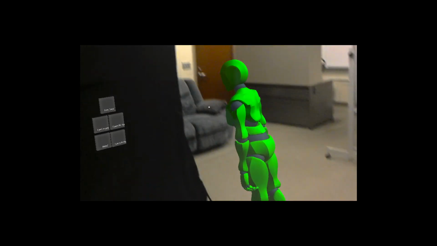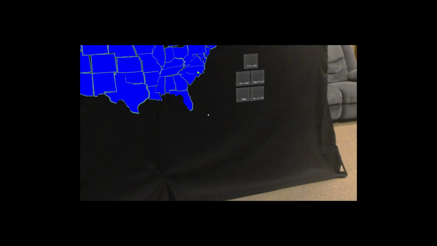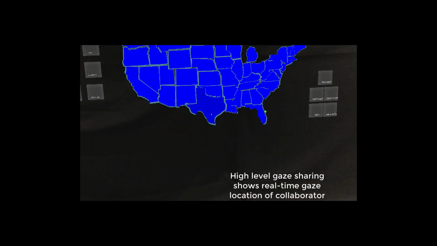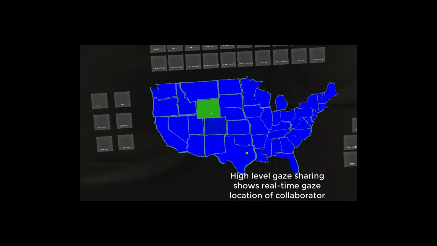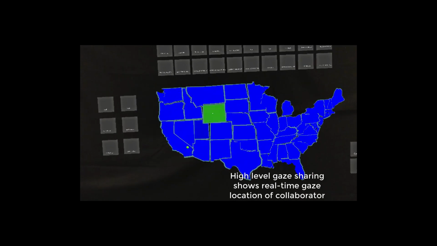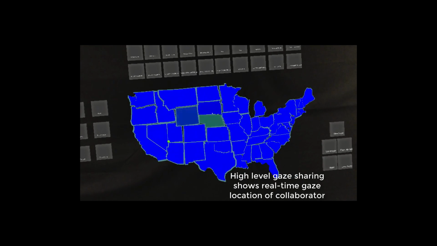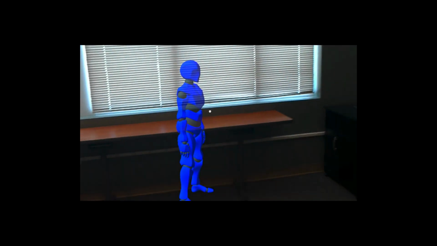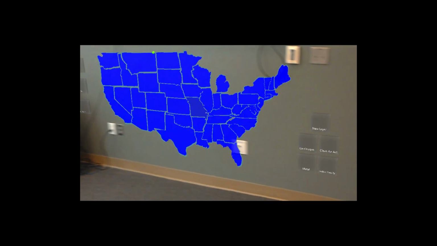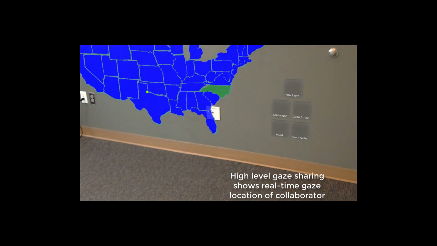Finally, we also provide the option to view the high-level gaze of the remote collaborator, as it shows the exact location and the object within the visualization the collaborator is gazing at. It renders the accurate gaze location in real time relative to the view of the current user. Here we show the same high-level gaze sharing between collaborators, but from the point of view of the remote collaborator.